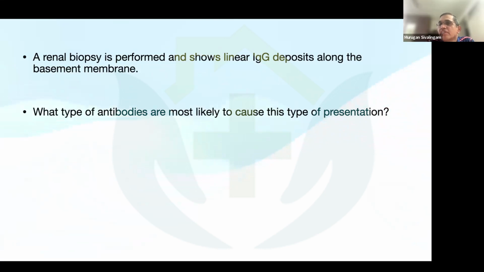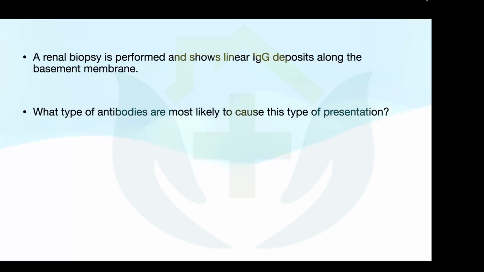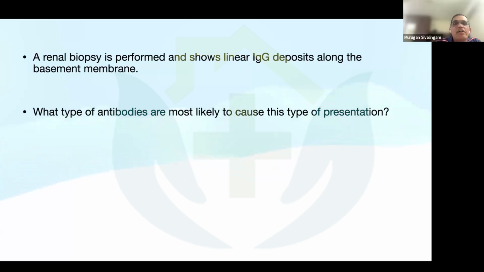What will you expect in ANCA-positive vasculitis? In ANCA-positive vasculitis, there will be no deposits. It's pauci-immune. Exactly. Very good. That's right. So that is what you will see. That is why it's called pauci-immune glomerulonephritis.